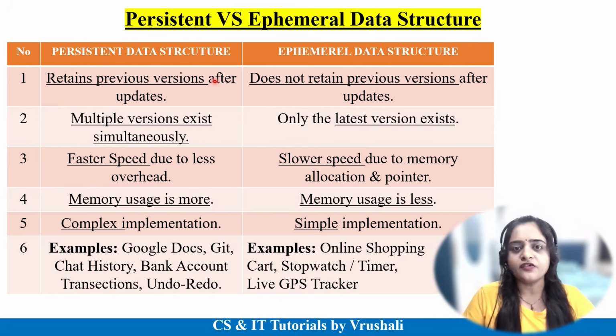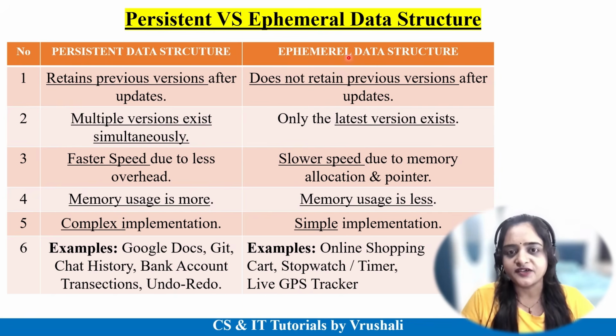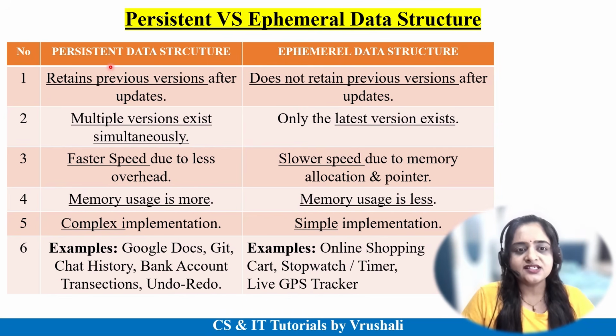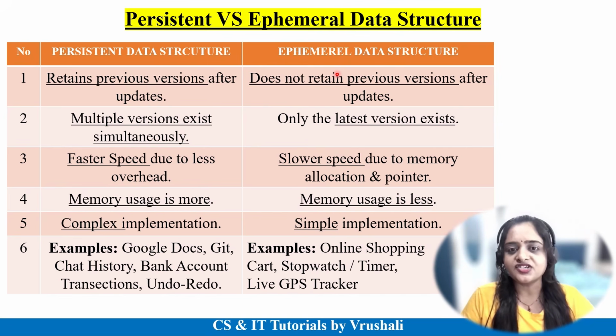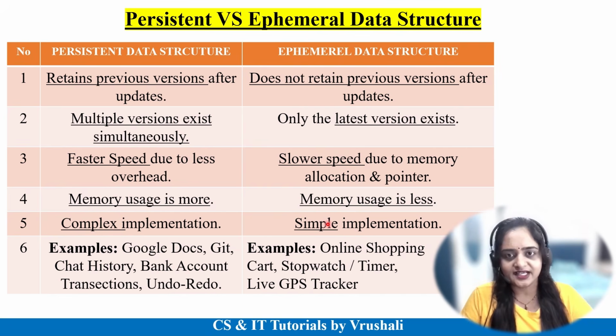On the opposite of that, there is an ephemeral data structure. Ephemeral data structure does not retain the previous version after the update. That's why in persistent data structure multiple versions exist and the memory usage is more. But ephemeral data structure keeps only the latest version, only the latest features. That's why its memory usage is less. Persistent data structure has a faster speed as compared to ephemeral data structure, and persistent data structure is very complex to implement as compared to ephemeral data structure.